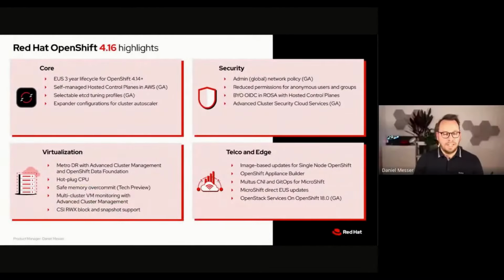Wow, thank you, Gil. As you can see, OpenShift 4.16 is really changing the game in some of these areas. You can now, for the first time, enjoy an up to 3-year-long support lifecycle and deploy hosted control planes on AWS. You can also strengthen your security posture by applying a global cluster-wide network policy or use our managed Advanced Cluster Security Cloud Service. In virtualization, we make major leaps forward by introducing Metro disaster recovery support for all VM configurations, as well as multi-cluster virtual machine monitoring.